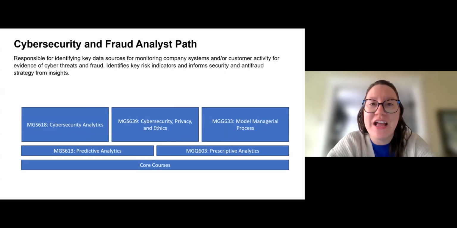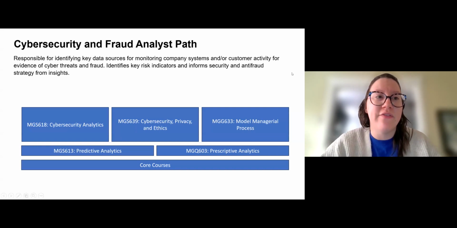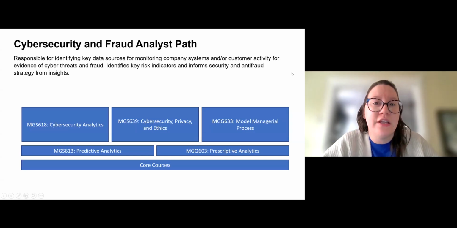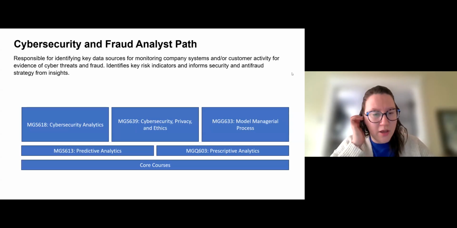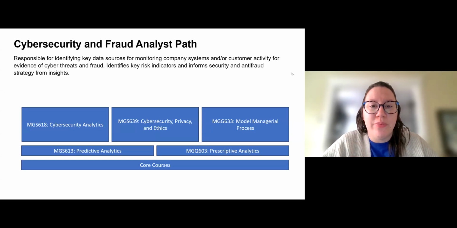And then next we have cybersecurity and fraud analyst path. If you chose this pathway, you'd be responsible for identifying key data sources for monitoring company systems and or customer activity for evidence of cyber threats and fraud. You would identify key risk indicators and inform security and anti-fraud strategy from insights. So again, our core courses, and we would recommend our Flex Core courses of predictive analytics and prescriptive analytics. And then for electives, we have cybersecurity analytics, cybersecurity privacy and ethics, and model managerial processes.